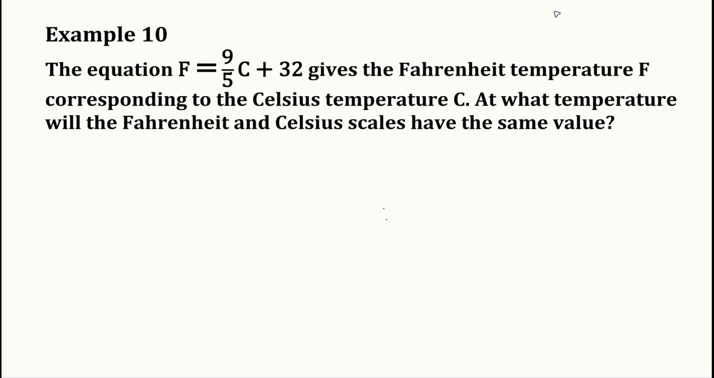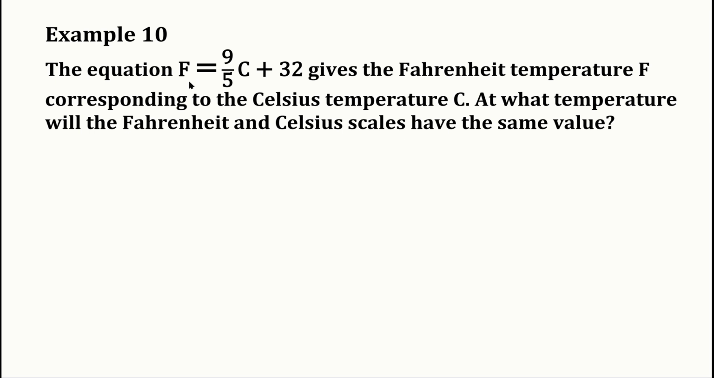All right, let's go ahead and finish this lecture with this interesting problem. We know that this equation here, F equals 9/5 C plus 32, basically gives the Fahrenheit temperature equivalent of a given Celsius temperature measurement. So the question is, at what temperature will the Fahrenheit and Celsius scales have the same value? There is, in fact, such a temperature.